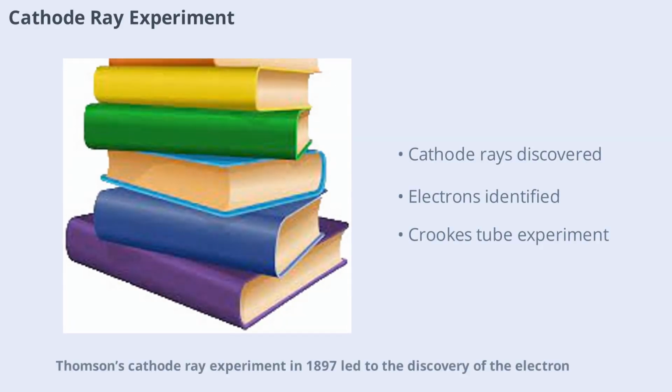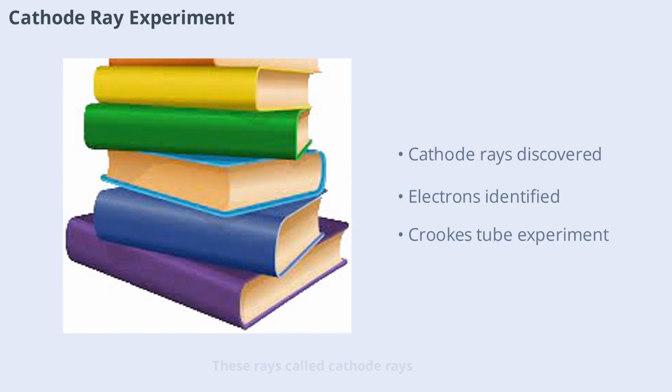J.J. Thomson's cathode ray experiment in 1897 led to the discovery of the electron. William Crookes studied electrical discharge in partially evacuated tubes known as Crookes tubes. When a gas at low pressure is subjected to high voltage, invisible rays originate from the cathode, producing a greenish glow on the glass wall coated with phosphorescent material. These rays, called cathode rays, consist of negatively charged particles, electrons. This experiment was crucial in identifying the electron as a fundamental particle.